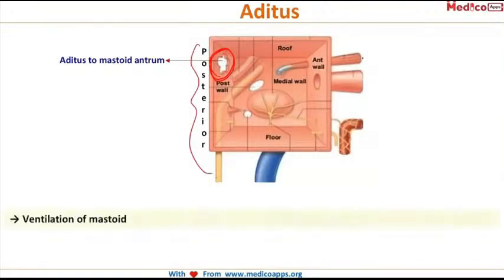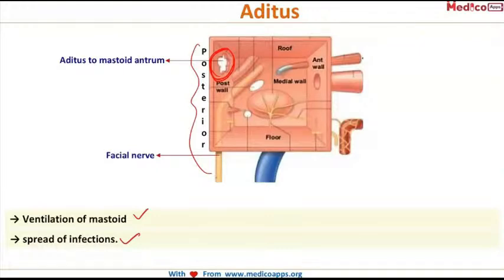It is acting like a ventilation for the mastoid, and because it is ventilation, obviously it will bring along with it some infections also. So it is a very important source of spread of infections within the ear. Here is how the facial nerve is passing, which we have previously seen. Here is the aditus, which is nothing but a ventilation of the mastoid.